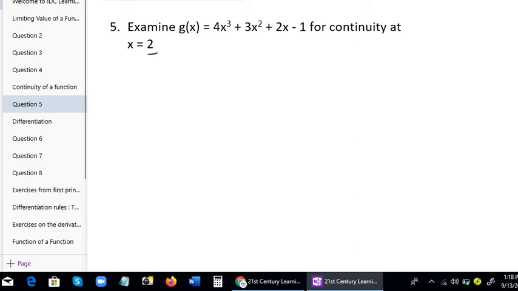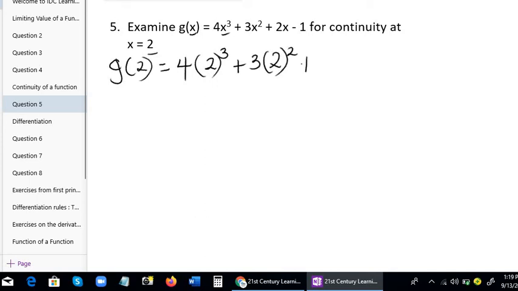So, since x equals 2, g when we replace the x with 2 will give me 4, open bracket, replace this x with 2, we have 2 cubed plus 3, replace the x with 2, we have 2 squared plus 2, replace this x with 2, minus 1.